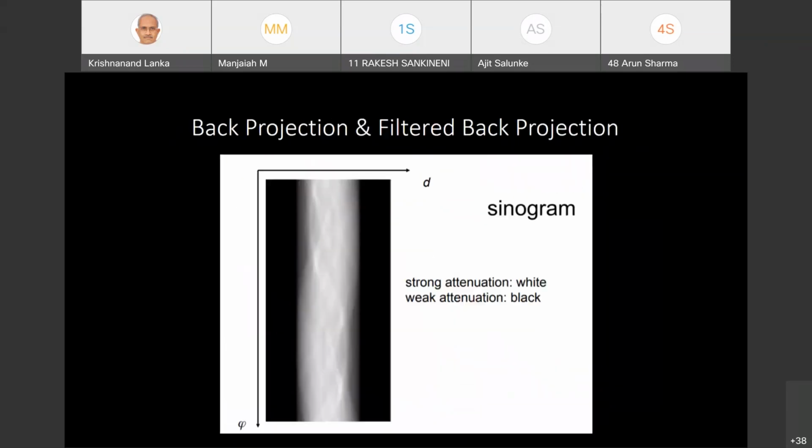Here we can see strong attenuation depicted by the white area, because more attenuation happens if the X-ray beam is passing through a bone, whereas weak attenuation may happen if the X-ray is passing through a liquid like blood. The amount of attenuation depends on how the X-ray beam has passed through a particular medium, whether it is bone, tissue, or a liquid like blood.